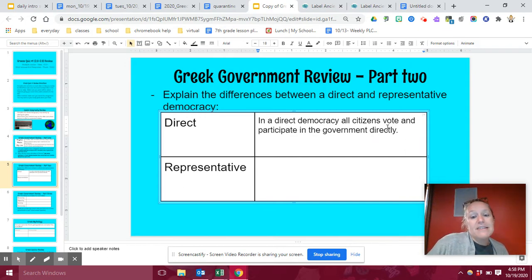Obviously, this can only work in a small place. Even a state the size of Ohio, or even the city of Copley or Fairlawn, honestly, a direct democracy would be really hard to bring everyone together to vote on every single issue.